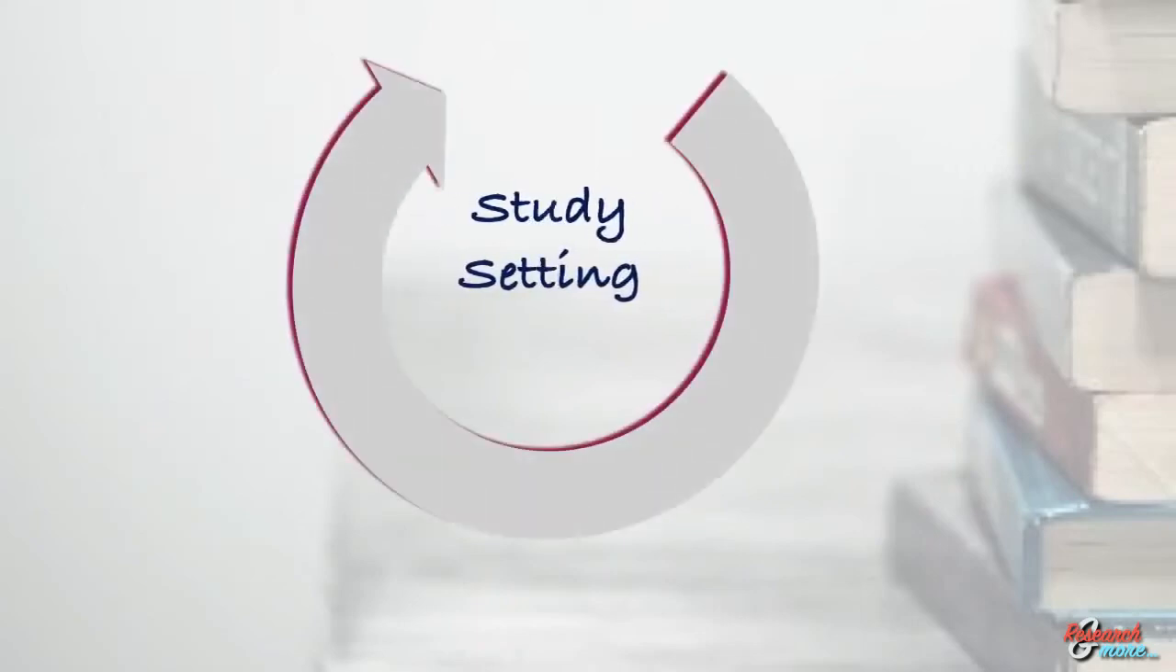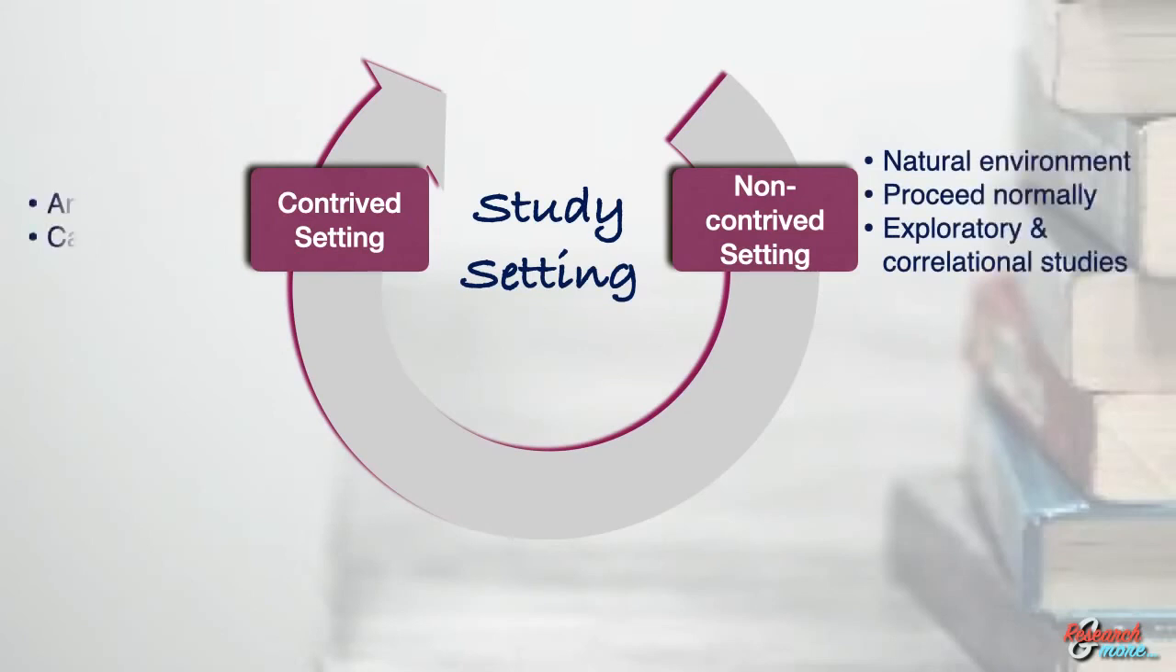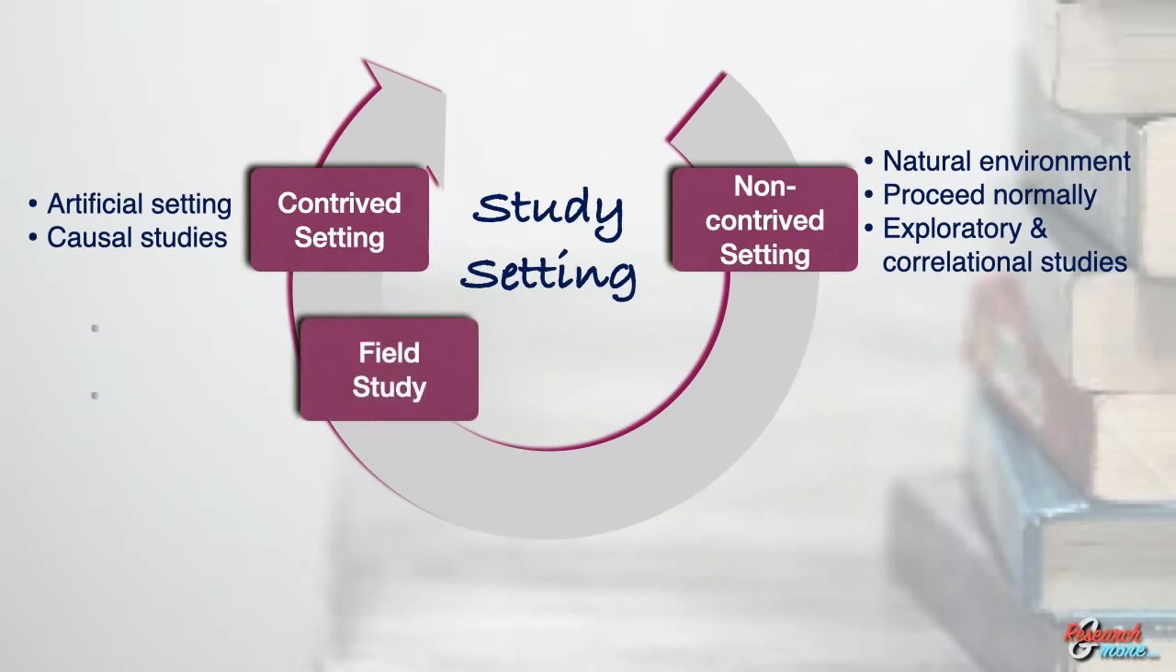Business and management research can be done in the natural environment where events proceed normally, that is, in non-contrived settings, or in artificial or contrived settings. Exploratory and descriptive or correlational studies are invariably conducted in non-contrived settings, whereas most causal studies are done in contrived lab settings. Studies done in non-contrived settings are called field studies.